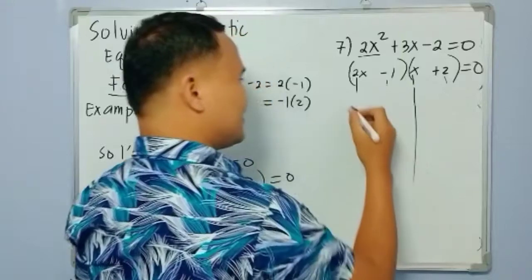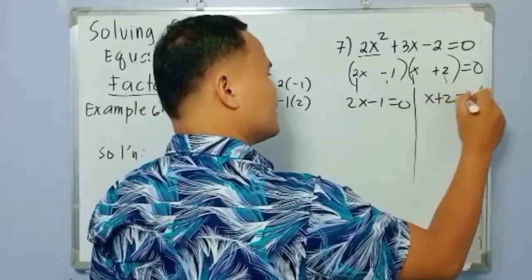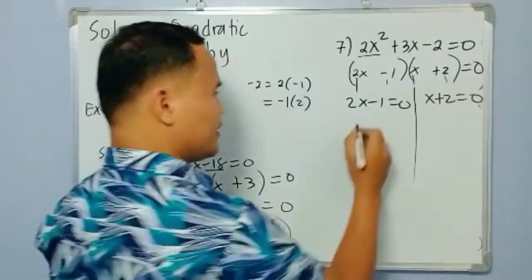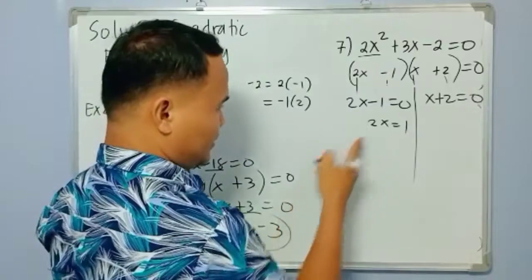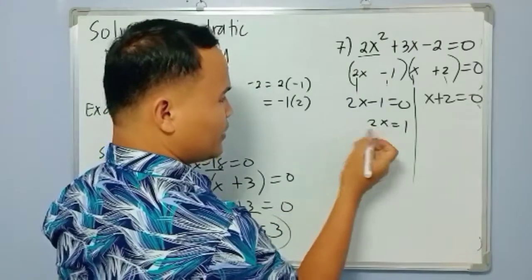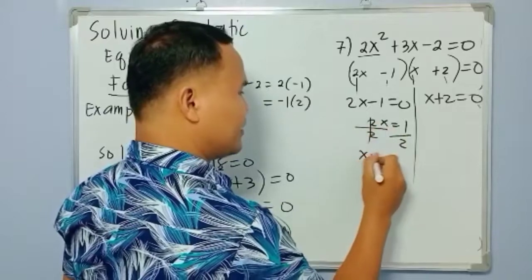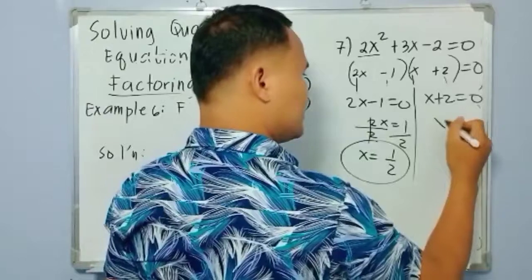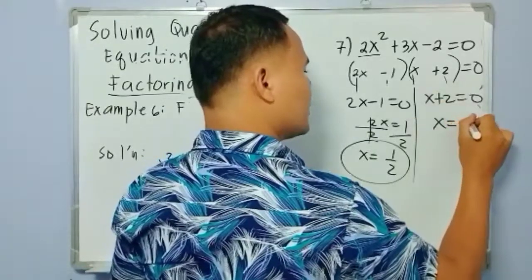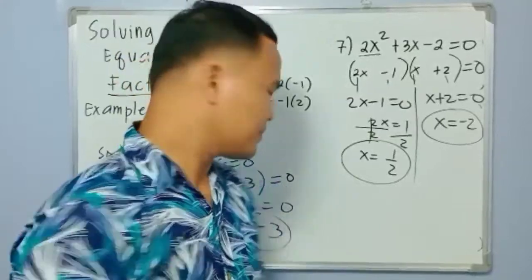So then, let us equate two factors into 0. Then solve for x. Here we have 2x equals 1. Since we have 2 here, we divide both sides by 2, so that x will be left. So x equals 1/2. The other one, transpose, negative 2. X equals negative 2. Okay?